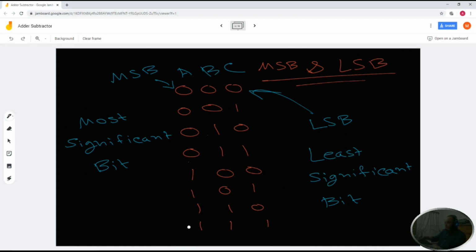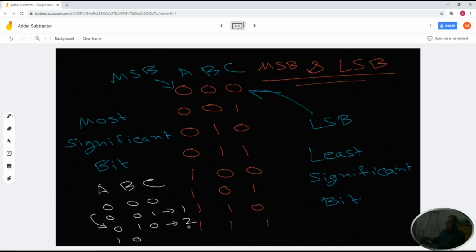Suppose initially we have the values 000 for A, B and C. So if we increase the value of C by 1, then the decimal value increases by only 1, because we know that 001 means 1 in decimal. Instead, if we increase B by 1, then we will get the decimal value as 2, because we know 010 means 2 in decimal.